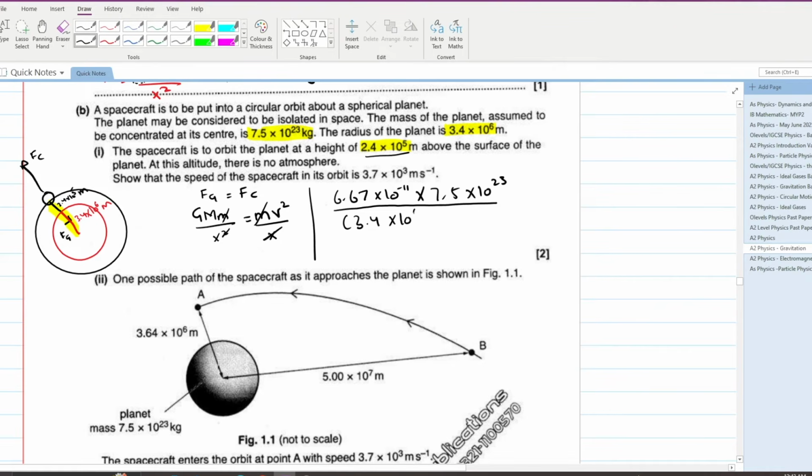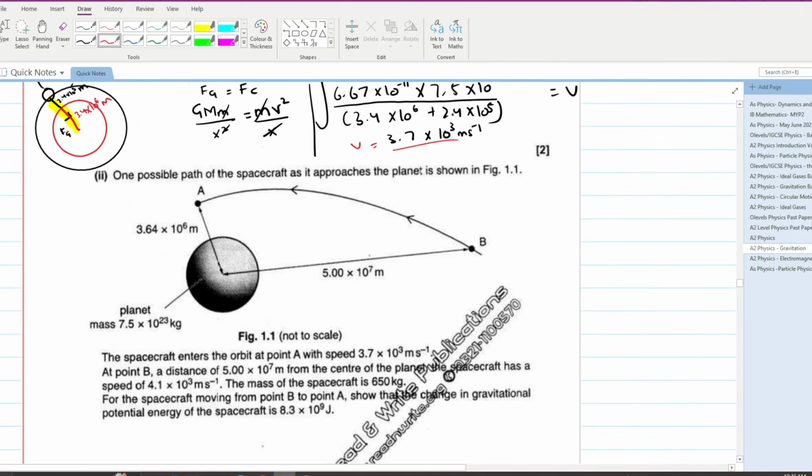3.4 into 10 raised to the power 6 plus 2.4 into 10 raised to the power 5, and take a square root of this for the velocity. Let me calculate it. The velocity comes out to be 3.7 into 10 raised to the power 3 m s minus 1, just as stated in the question. Let me erase this a bit so that you can see, this is 3.7 into 10 raised to the power 3 m s minus 1. This is the velocity that we needed to calculate, and here we have it.